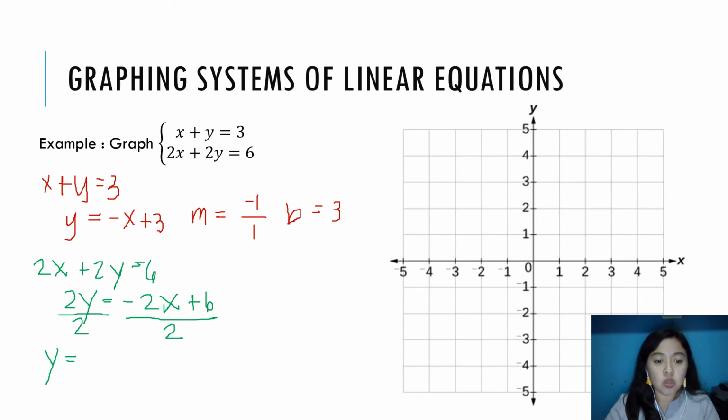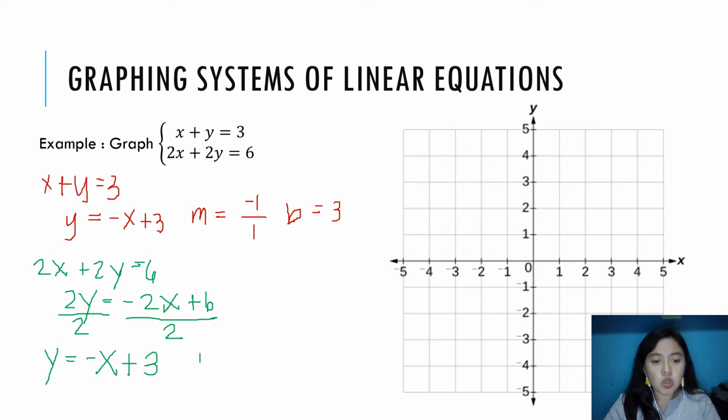Y is equal to, let us simplify this side of the equation. Negative 2x divided by 2, what is that? So, negative 2 divided by positive 2, that is negative 1. Since there is an x, we multiply negative 1 by x, that will give us negative x. On the other side, we have 6 divided by 2. Very easy. That is just 3. So, negative x plus 3.